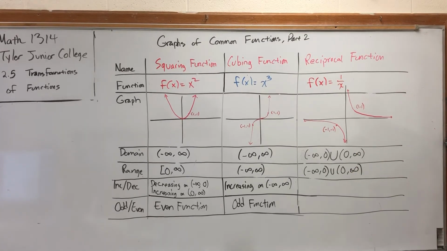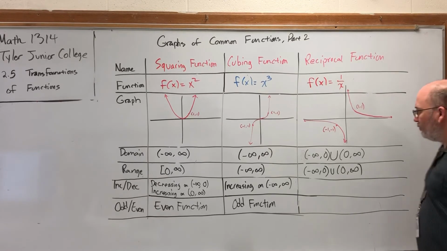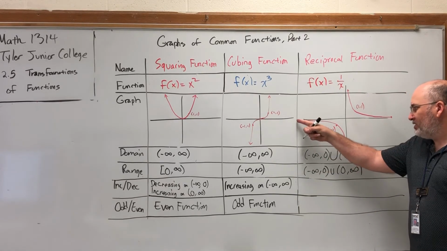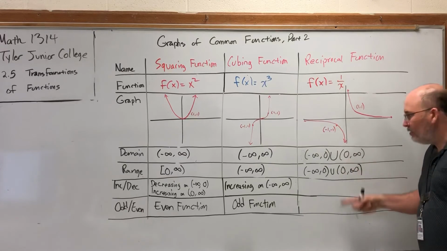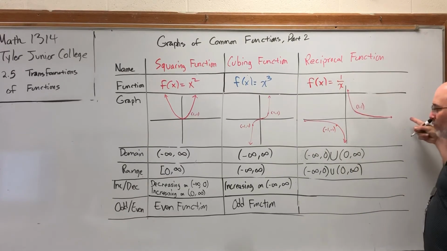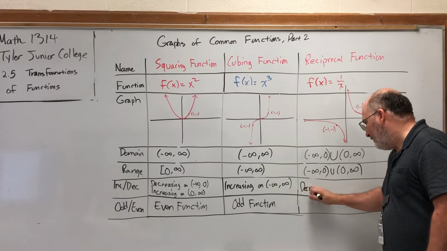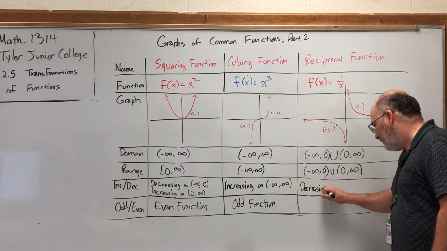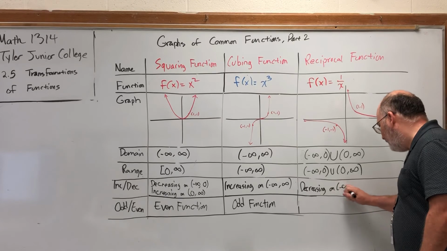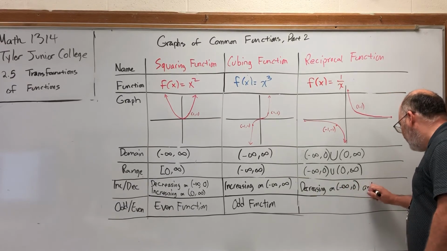Is this graph decreasing or increasing? Well, we have to look at both branches. On the left branch, as we move left to right, we are decreasing. We're also decreasing as we move left to right on the right branch. So it's decreasing on both halves of its domain. It's decreasing on negative infinity to 0 and 0 to infinity.